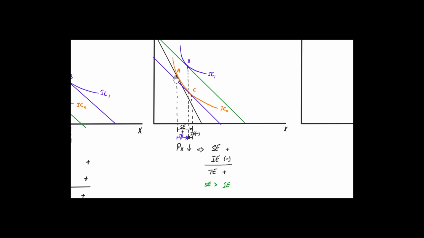Substitution effect is going to be positive. It's right here from A to C. And then you're going to have a small income effect from C to B. So they're going to net off each other. Substitution effect is greater than the income effect, and that's going to overall have an impact on this.